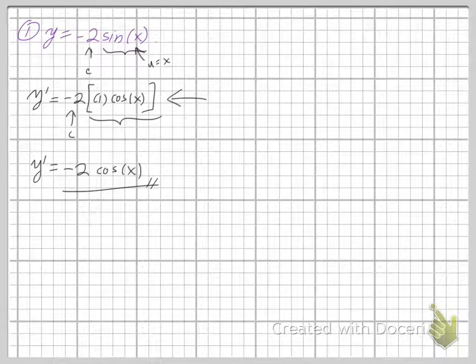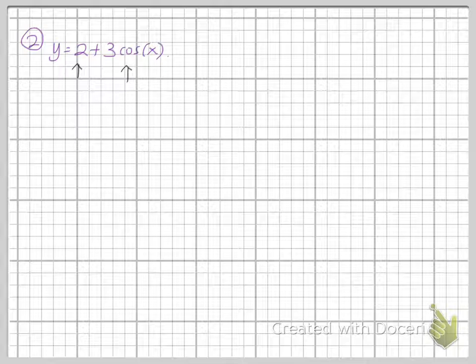Okay, I want to work with another example. In this case, I want my second example to be y equal to 2 plus 3 cosine of x. Okay, so this is my function. So I want to find the derivative. As you can see, I have two terms, this one and this one. Okay, 2 is one term, 3 times cosine of x is another term. So I'm going to find the derivative of those two terms.